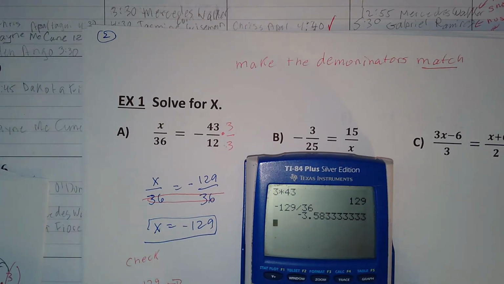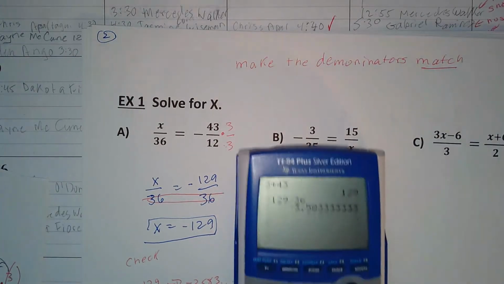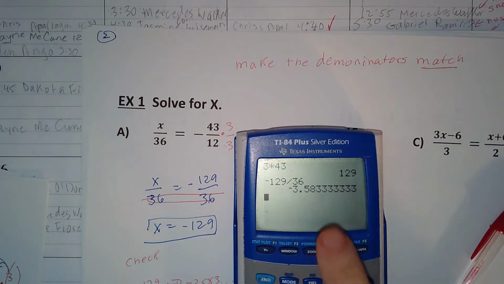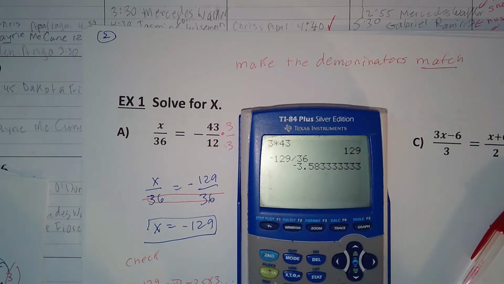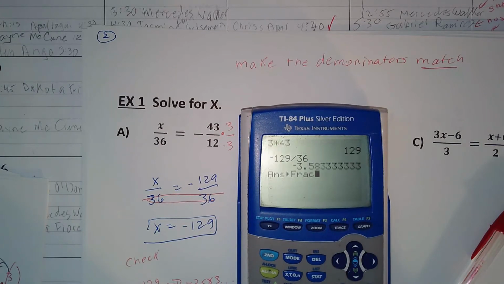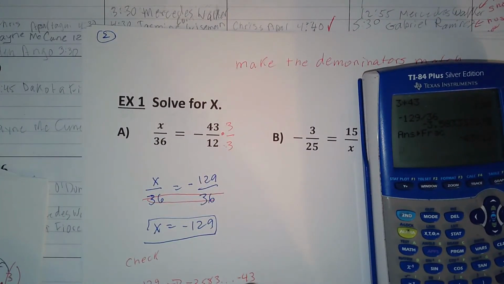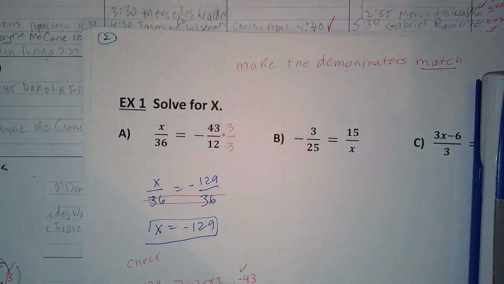Now, that's certainly not a fraction, so we can't check it that way, but let's put that down, negative 3.583..., and then use the frac tool in these graphing calculators. So go to the math button. It's on frac. You hit enter and then answer frac, and you get negative 43 over 12, which is the other answer. So it checks. Okay? All right.